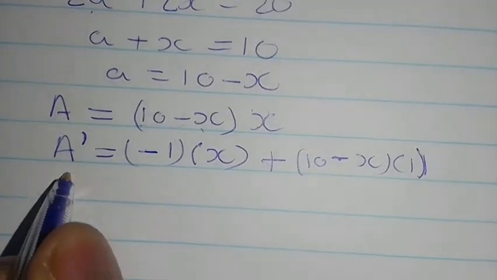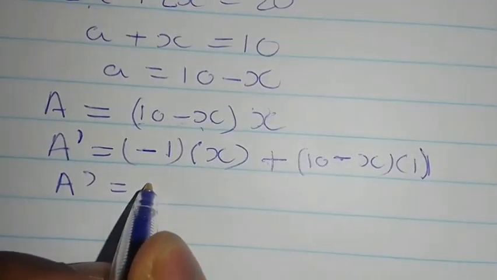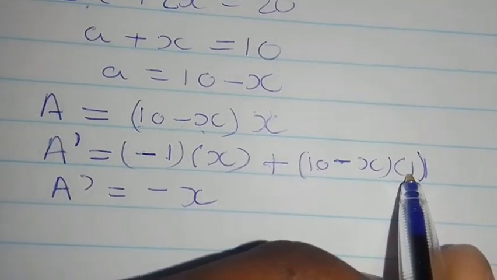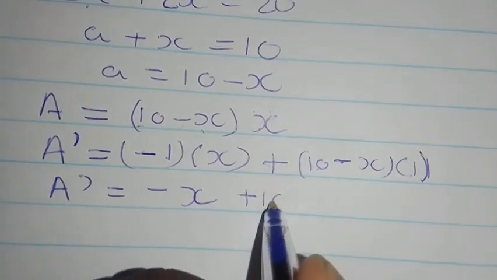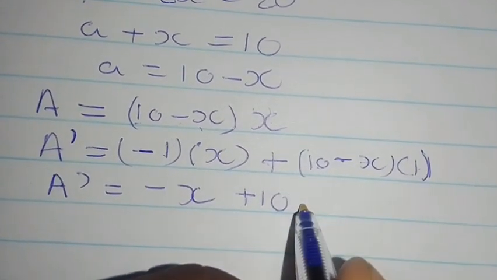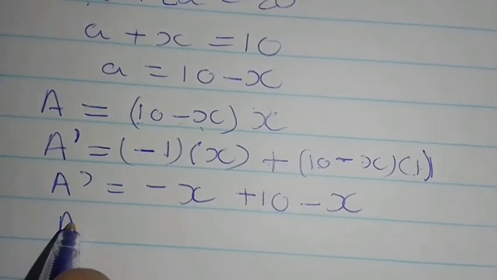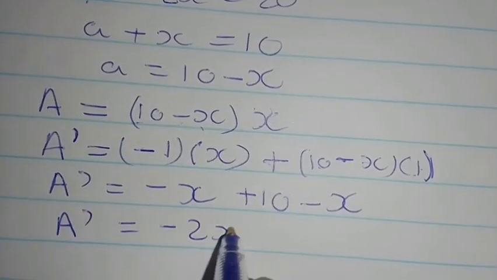Then you can simplify the derivative. Then here you'll have minus x. And then here you'll have 10 times 1, which is 10. And then here you'll have minus x times 1, which is minus x. Then here you'll just simplify the derivative to be minus 2x plus 10.